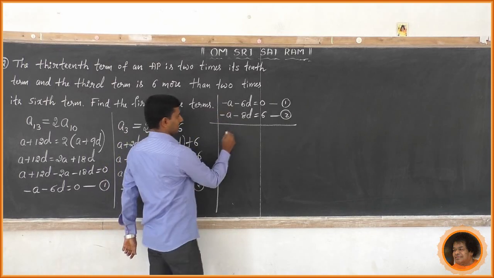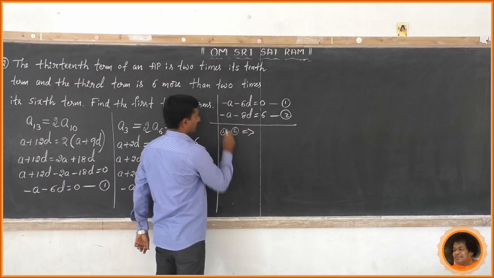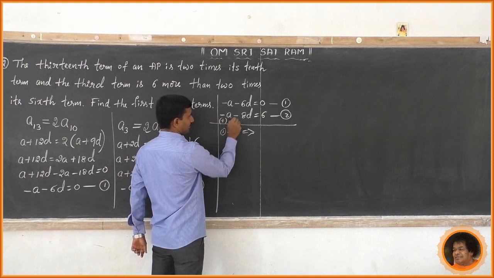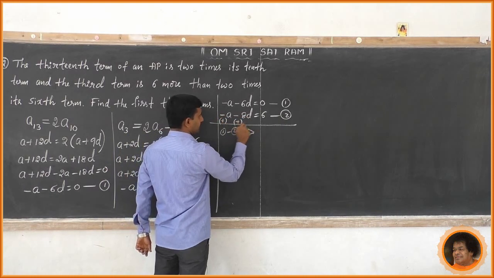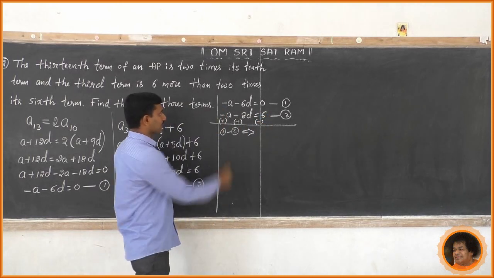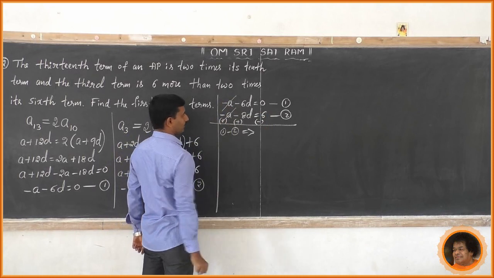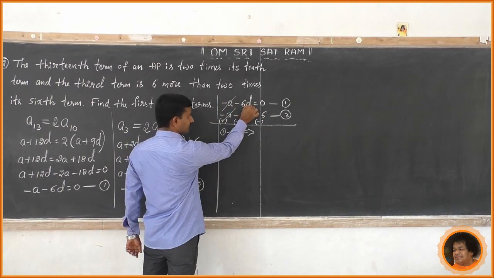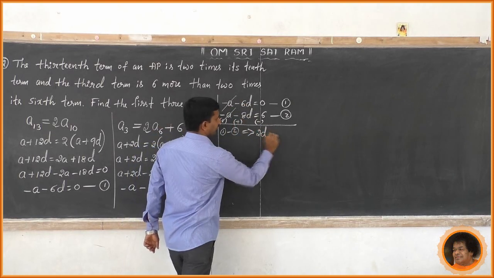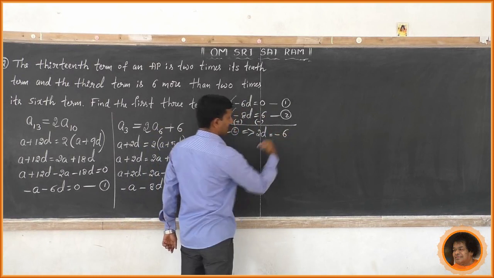How to eliminate? Subtract 1 minus 2. So the sign of the second equation: minus A becomes plus A, minus 8D becomes plus 8D, plus 6 becomes minus 6. Minus A plus A is 0. Minus 6D plus 8D, 2D equals 0 minus 6, which is equal to minus 6.